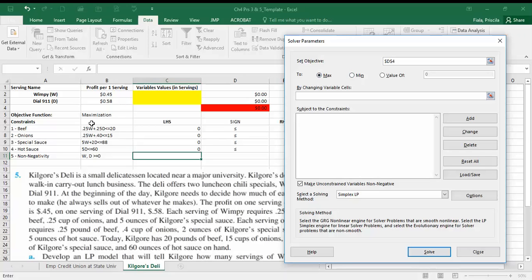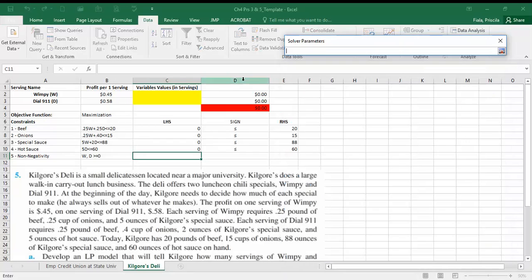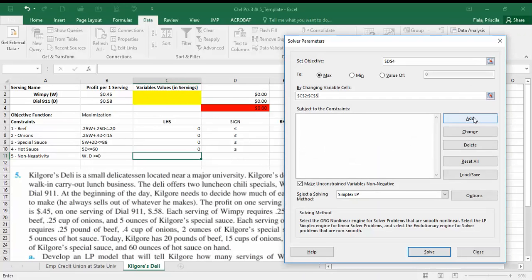What do we want to do? This is very important. We want to maximize it, right? So correct, we're maximizing. Now, what are my changing variables? Well, my decision variables are right here. So these two are going to be the variables that I have to work with to define all this. Now for my constraints, I could just go ahead and add them one by one.